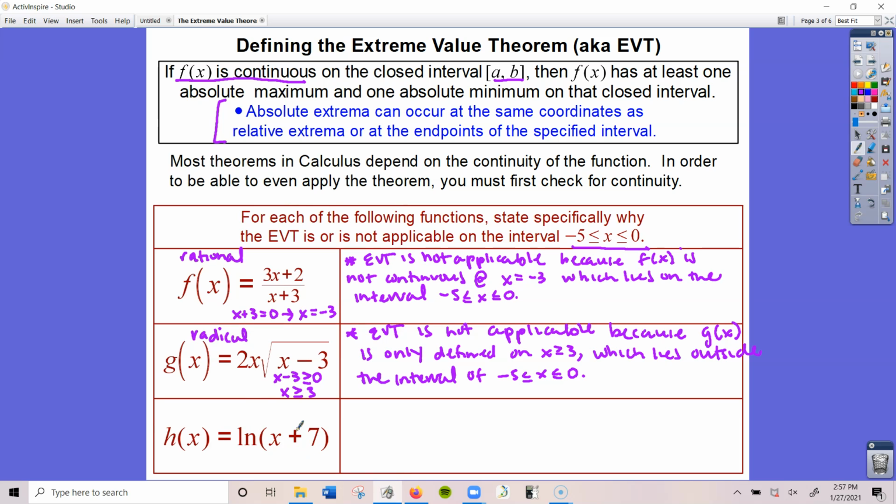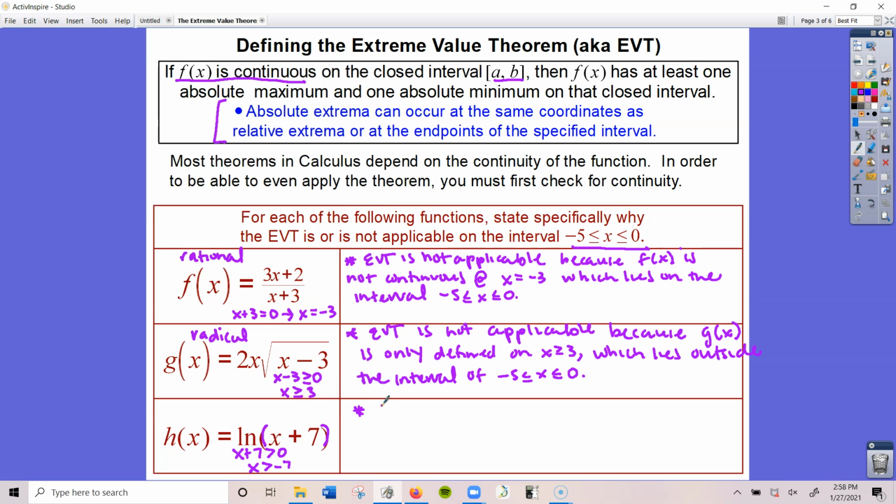So if you ever have the function ln of x, whatever is inside of ln has to be greater than 0 in order for the function to be continuous. So we would set x plus 7 to be greater than 0, because ln of x is not defined at 0, so we can't say greater than or equal to 0, and we solve. So x is greater than -7. So this particular function is continuous as long as x is greater than -7, which works for us because the interval that we're looking at is from -5 to 0.